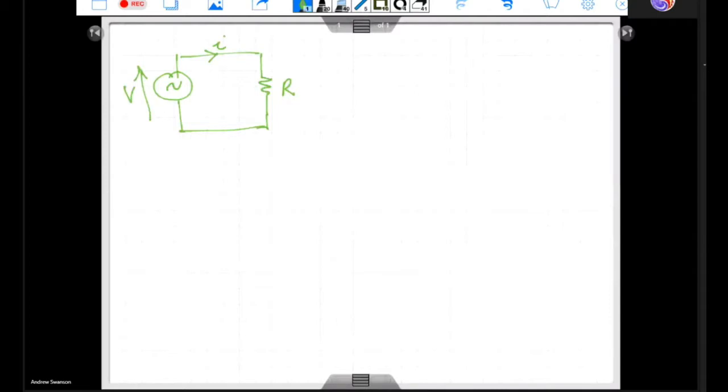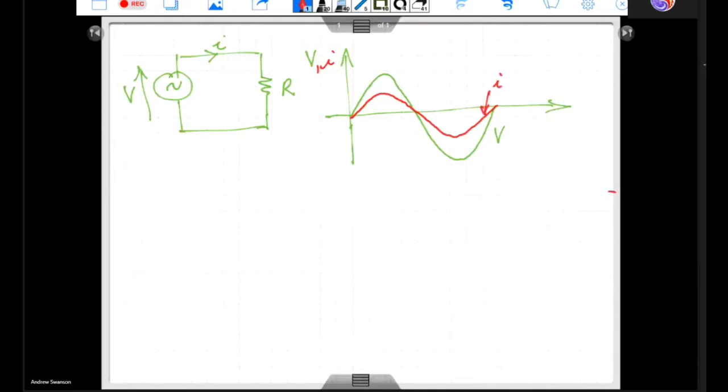We've just got a voltage source, an AC voltage source, a resistor, and then from that we've got a current. If we look at our waveforms, I'm going to plot the voltage of the resistor first. Or let's just call it the source. And I'm going to plot the current on the same diagram. Right, we can see that the current and the voltage are in phase.